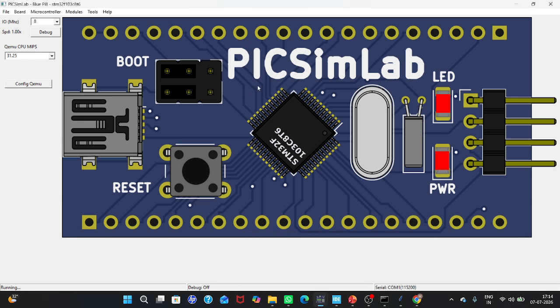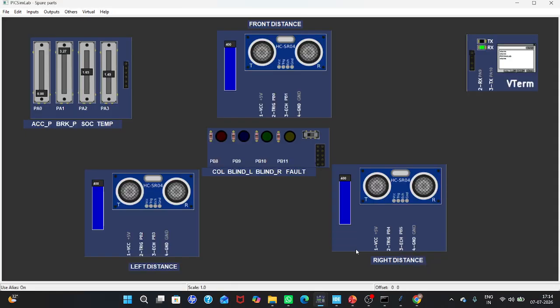Now the hardware connections. The STM32 Bluepill is the main controller. The accelerator potentiometer is connected to PA0, ADC channel 0. The brake potentiometer is connected to PA1, ADC channel 1. The motor temperature potentiometer is connected to PA2.